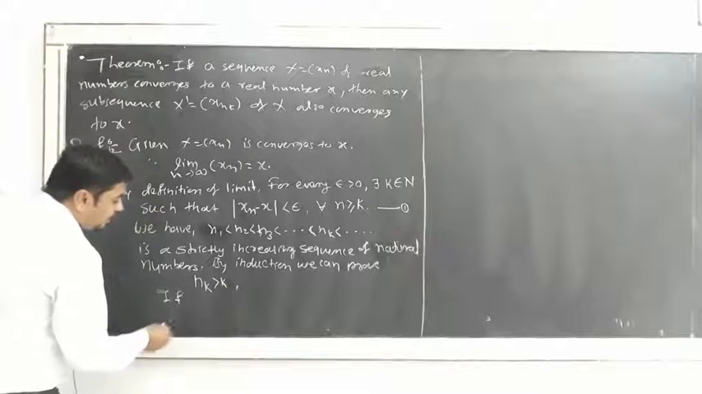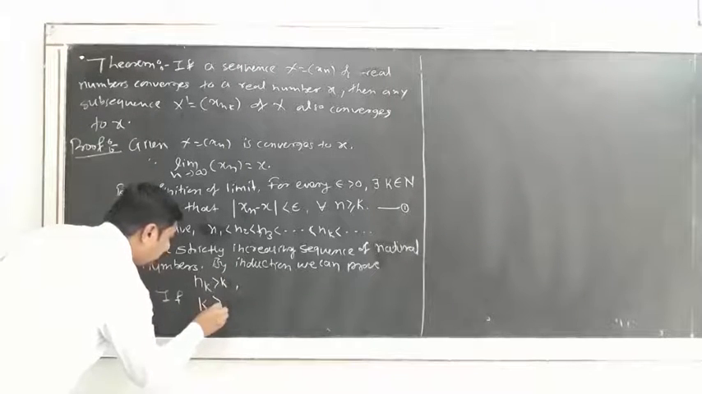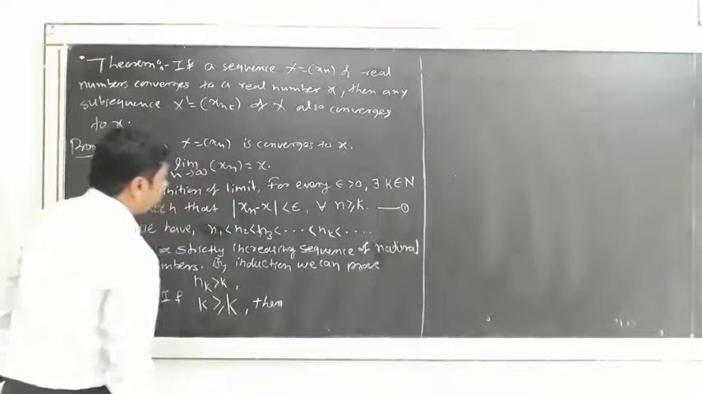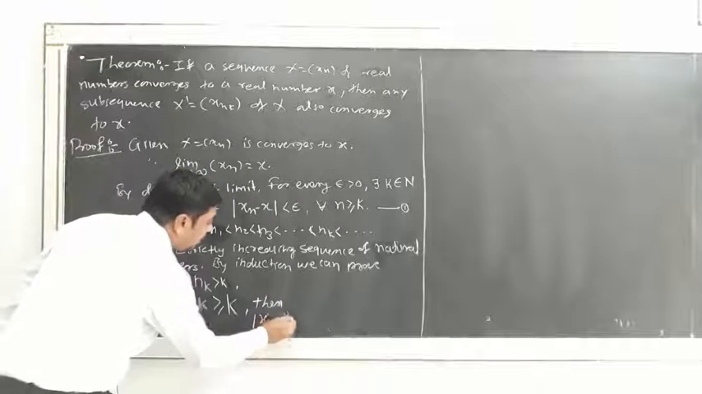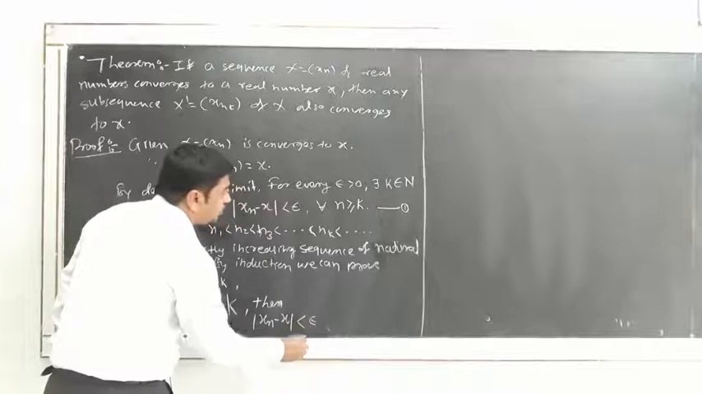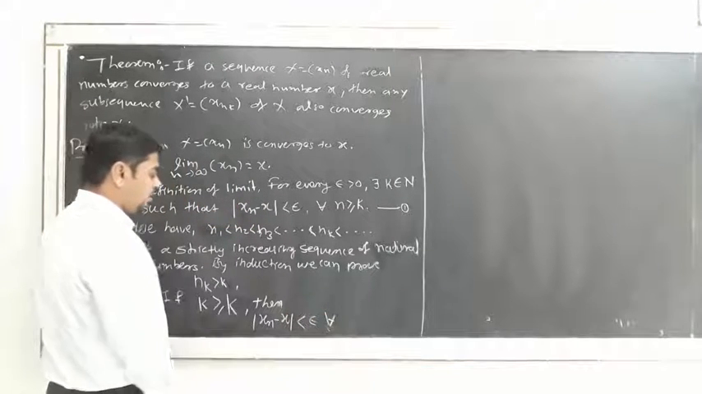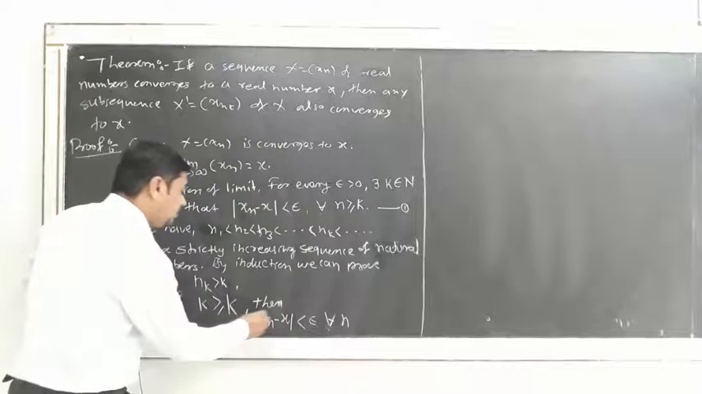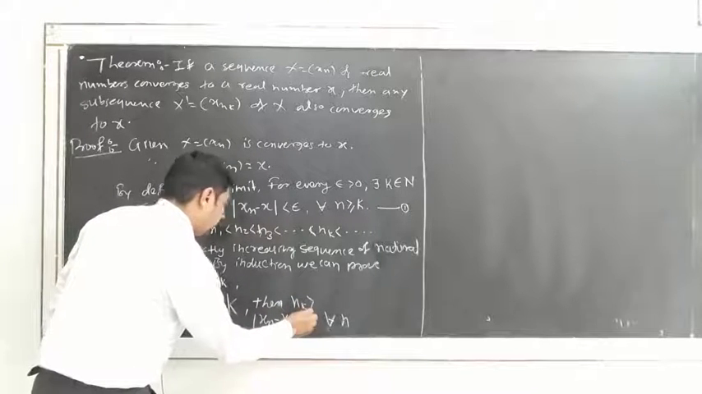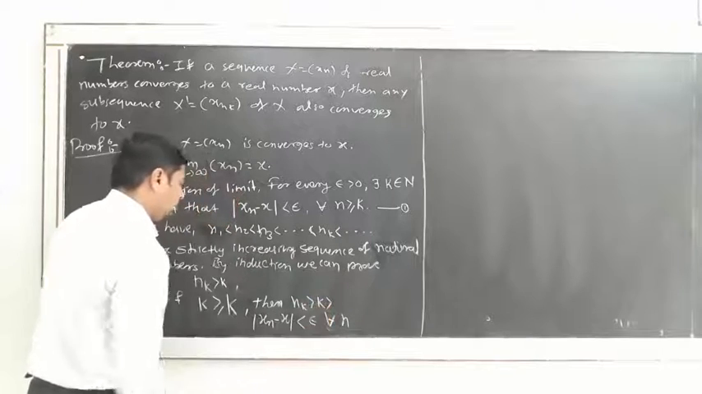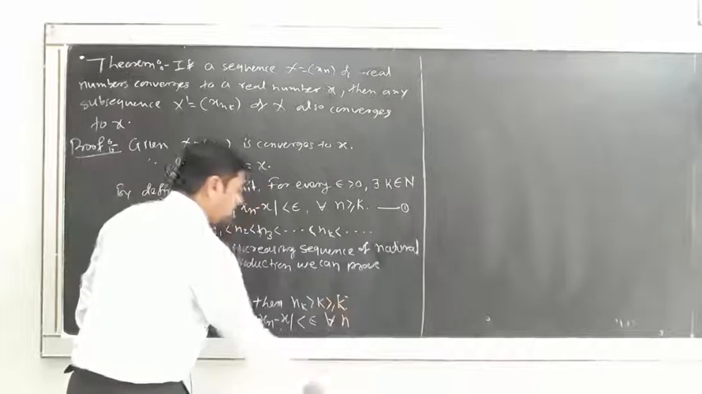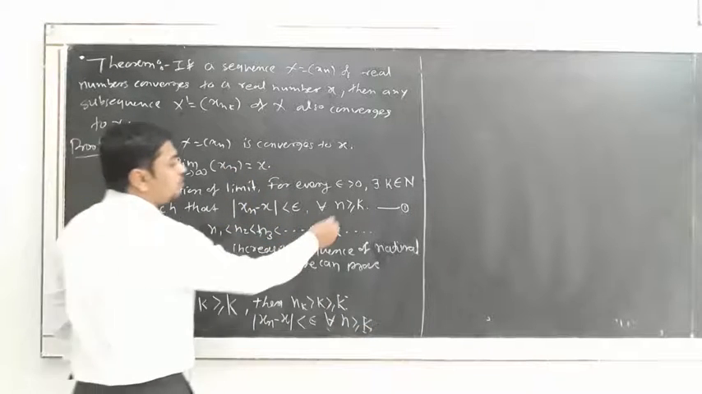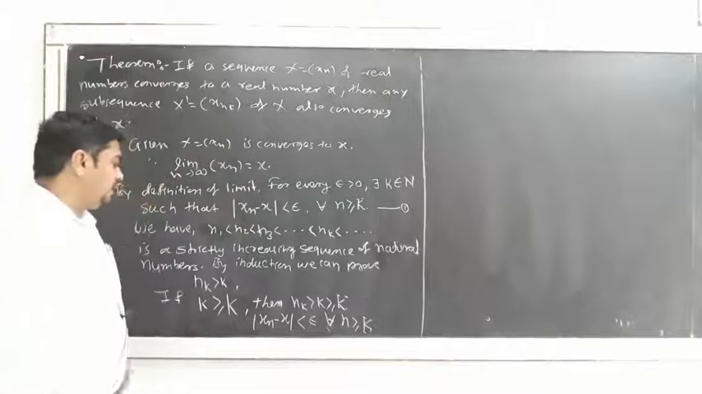So what can we write here? If small k is greater than or equal to capital K, then we can write that the modulus of xn minus x is less than epsilon for all n, and here you can write nk is greater than or equal to k, which is greater than or equal to capital K. This is our capital K, and therefore this is what?